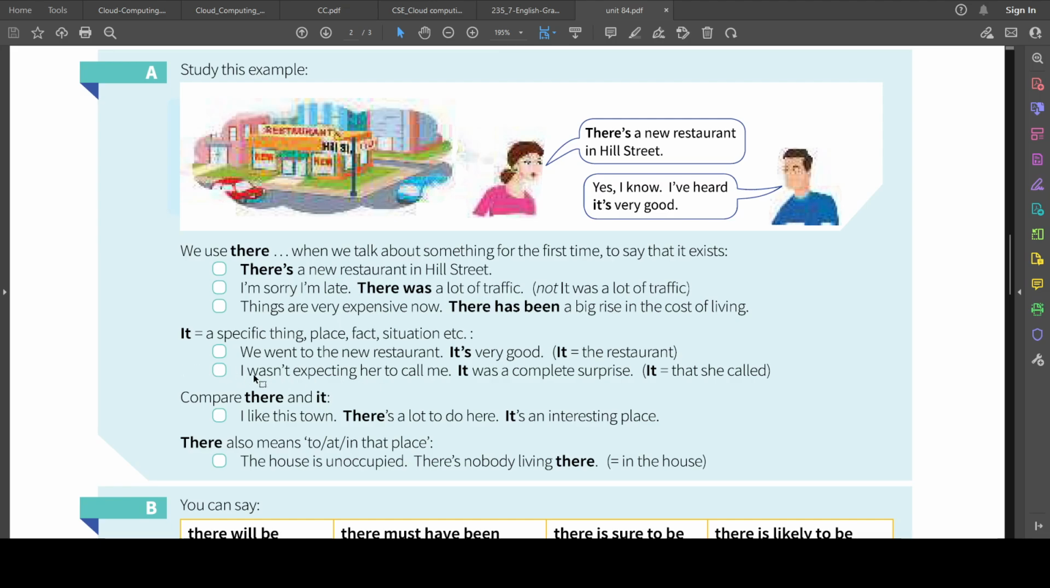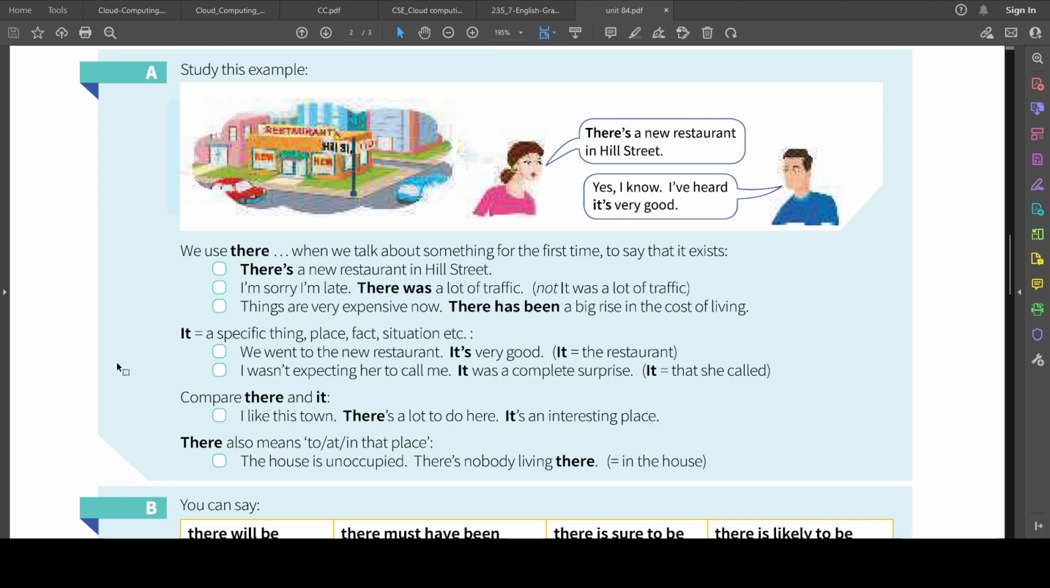The next one, I wasn't expecting her to call me. It was a complete surprise. Check it out. It means that she called. The action that she called is what it refers to. So it means a specific thing, in that case, that she called. So let's compare there and it.